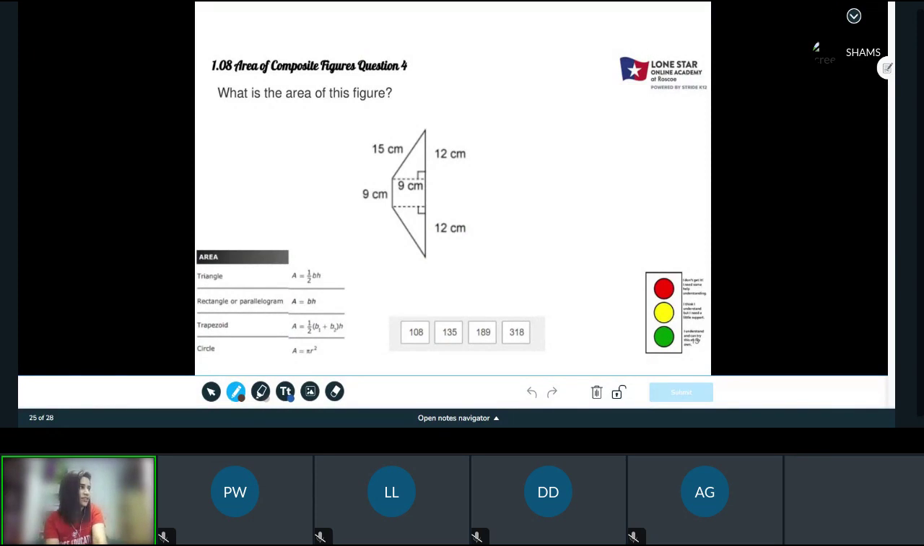Join Nearpod so I can see your work and I can give you feedback. In Nearpod, I see Paige, Lexi, Landon. I want everybody to join Nearpod so I can see your work and give you feedback. I'm going to give you around 3 minutes to get started. Show me how you will do. What kind of shape or shapes do you see in this figure on my screen? And find the area.